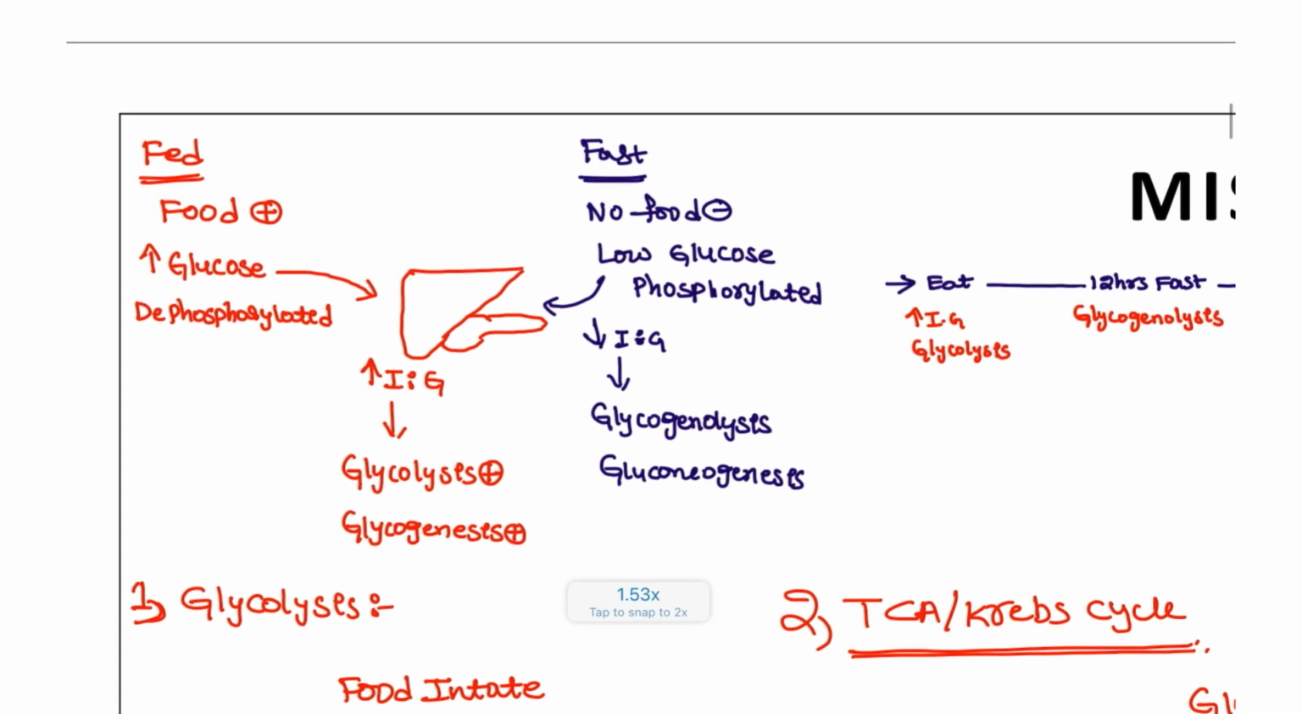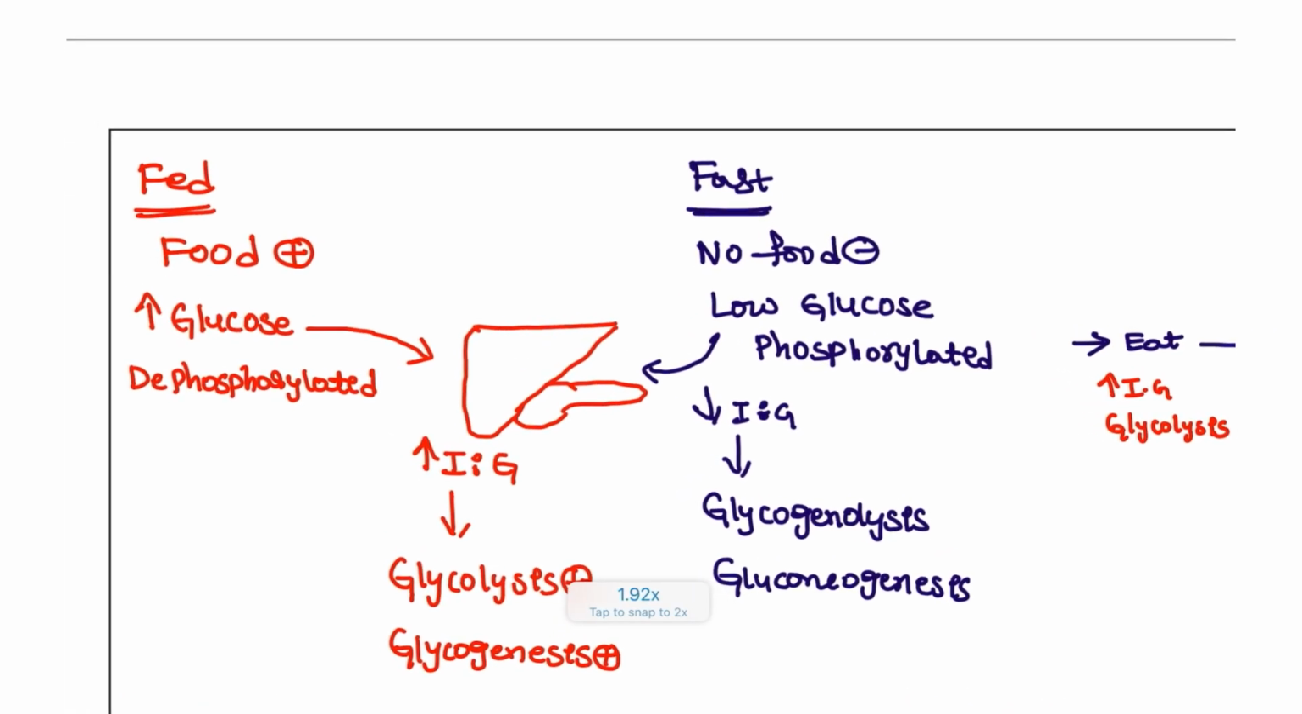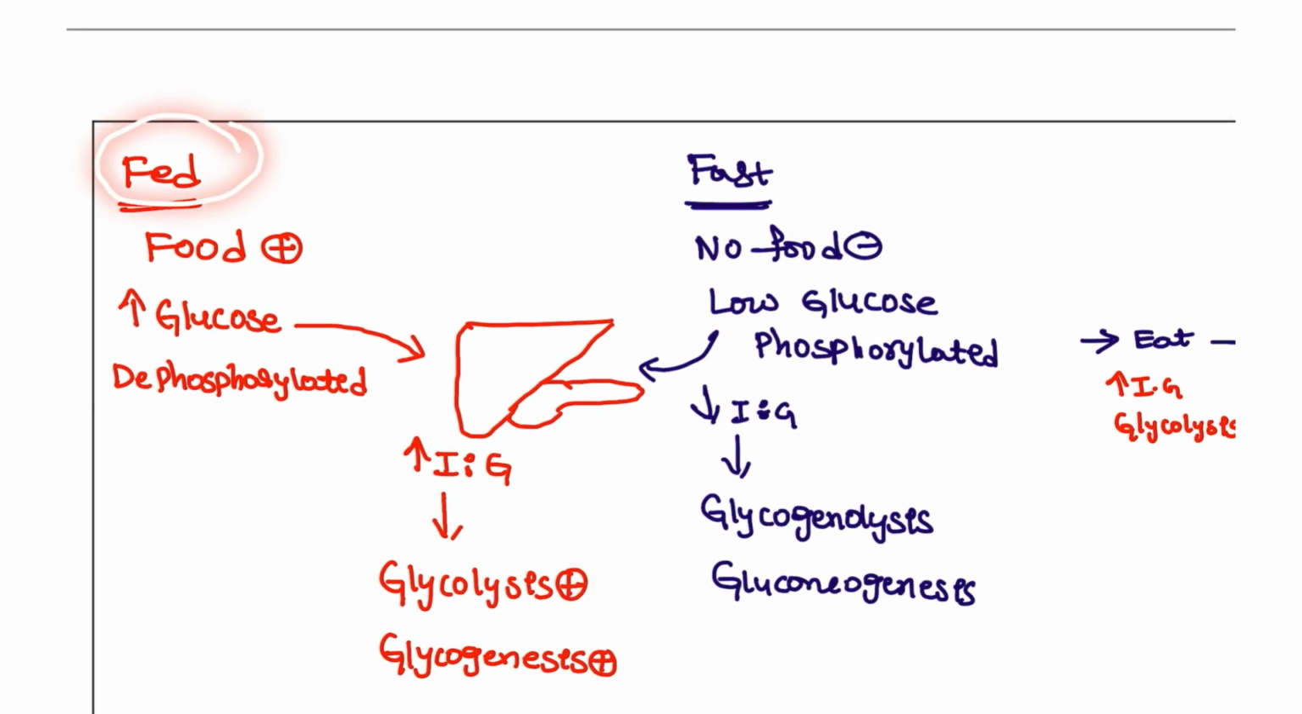Next, moving on to glucose metabolism. In glucose metabolism, first understand the basic concept. Whenever you eat food, immediately after you eat, your blood glucose level will increase. This glucose increases the insulin to glucagon ratio so that you break down the glucose through glycolysis, and excess glucose will be converted to glycogen. That means glycogenesis will be seen in the liver. Okay, this is when you eat.